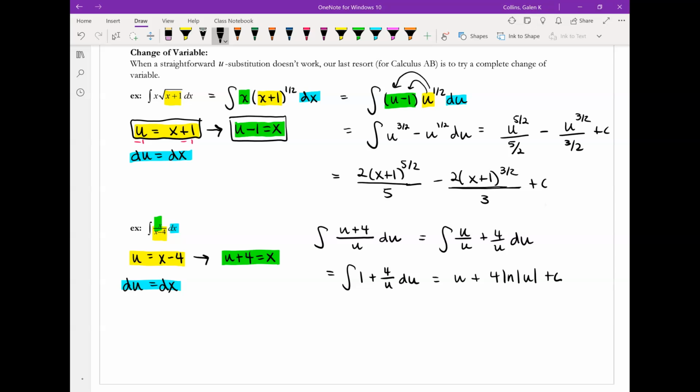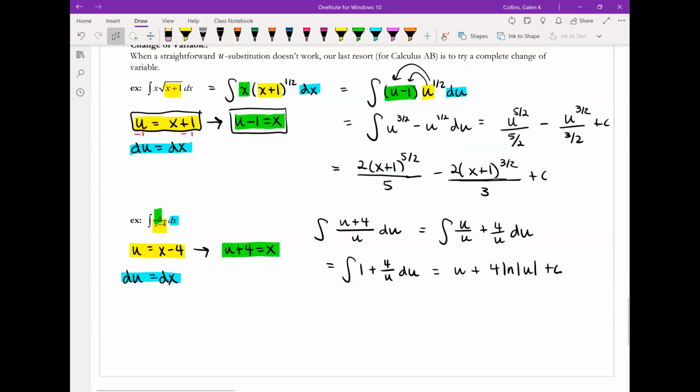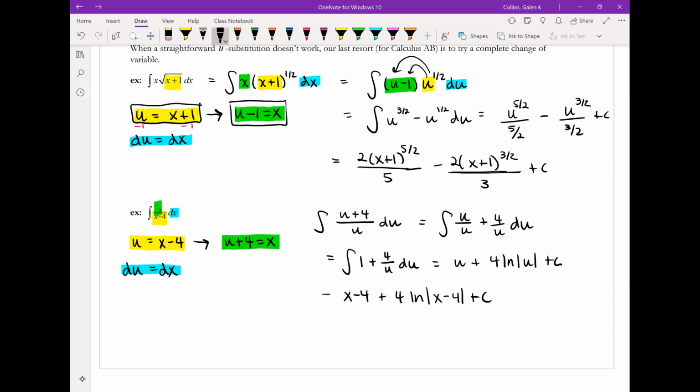And then lastly, well, almost lastly, we want to substitute x minus 4 back in for u, and x for u plus 4 if we have a u plus 4. So we get x minus 4 plus 4 times the natural log of the absolute value of x minus 4, all of that plus c. But in our final answer, like if this were on a multiple choice test and we were looking for our solution, that negative 4 is going to go away. And here's why.